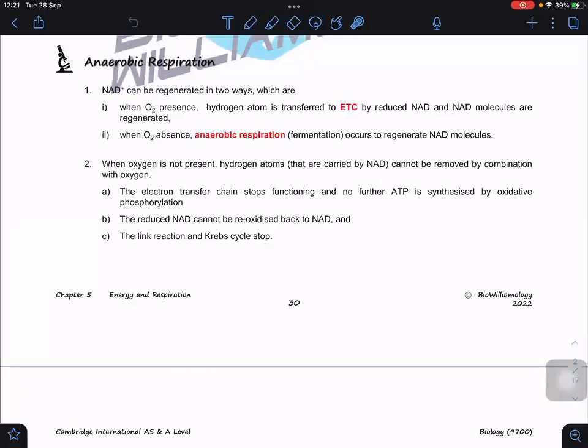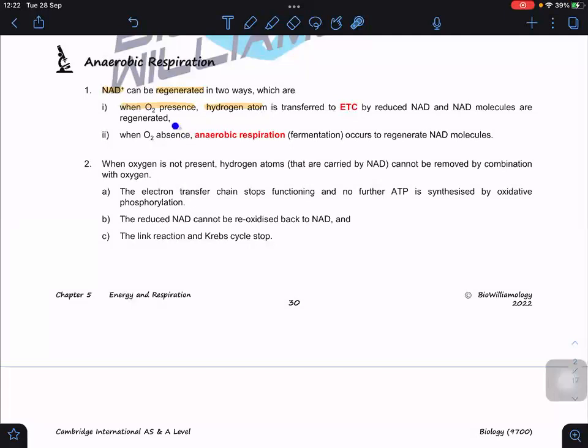Okay, so let us look at what we're going to learn for anaerobic respiration. As we know, NAD can be regenerated, right? NAD can be regenerated in two ways, actually. The first way is when O2 is present. When O2 is present, hydrogen atoms can be transferred to the ETC by reduced NAD, and the NAD molecule can be regenerated, because O2 can act as the final electron acceptor.